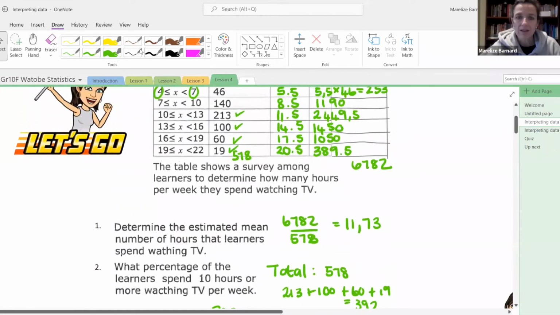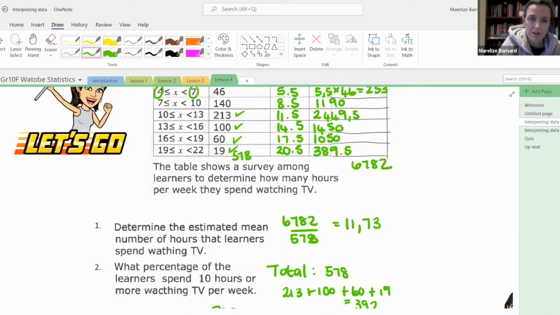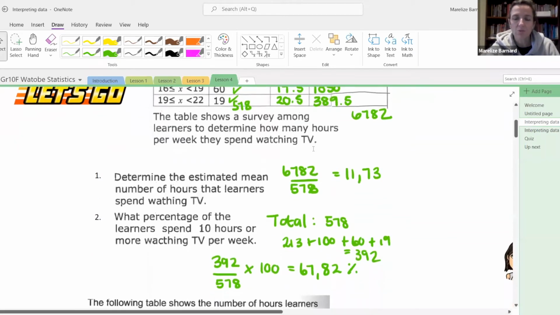Okay, I'll explain one more time. We're going to add, it asks for all the learners that spend 10 or more hours watching TV. So that's from this point here where the 10 is, this line. So there are 230 learners who watch between 10 and 13 hours of TV. And then the next one says between 13 and 16 hours of TV, that's 100, etc. So you just add up all of those, 213, 100, 60, 19, etc. And that gives you a total of 392. We divide it by the overall total and we times by 100.